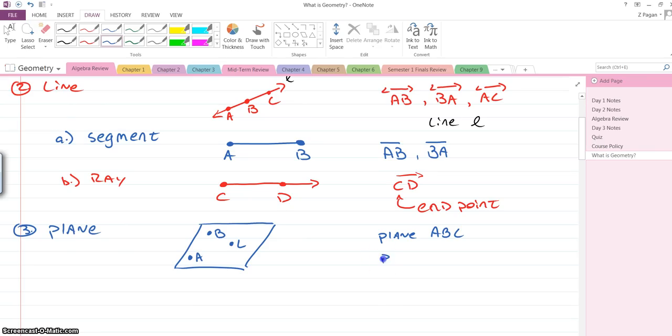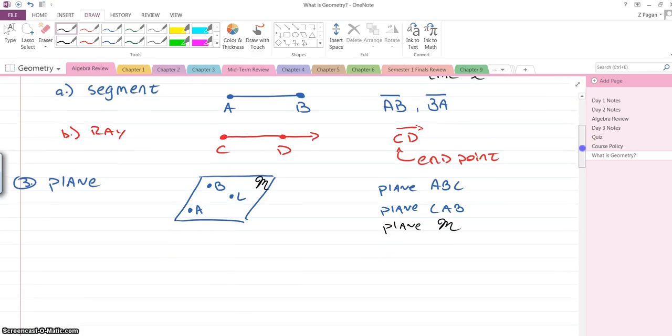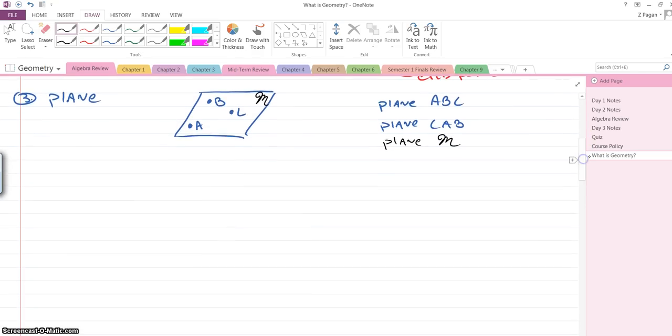Now I could also call this plane CAB. That would also be appropriate. Sometimes, again, similar to a line, they'll have a script letter here. I put an M, so you may call this plane M. Alright, so that's a plane.